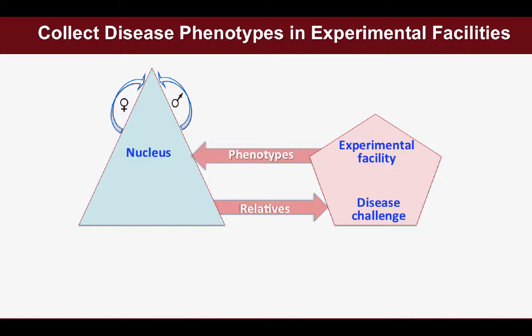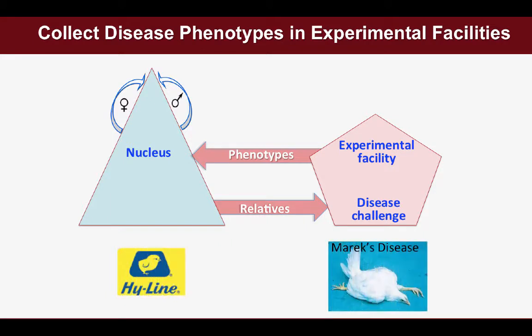This approach has been used by Hy-Line International to improve survival to Marek's disease in layer chickens. In their system, each generation, progeny of male selection candidates are infected with the latest, most virulent field isolate of Marek's disease, and the percent mortality is recorded, and then used to evaluate roosters for survival to Marek's disease. In this system, phenotypes recorded on relatives are fed back to the nucleus and then used to estimate the breeding values of selection candidates for these disease-related traits.